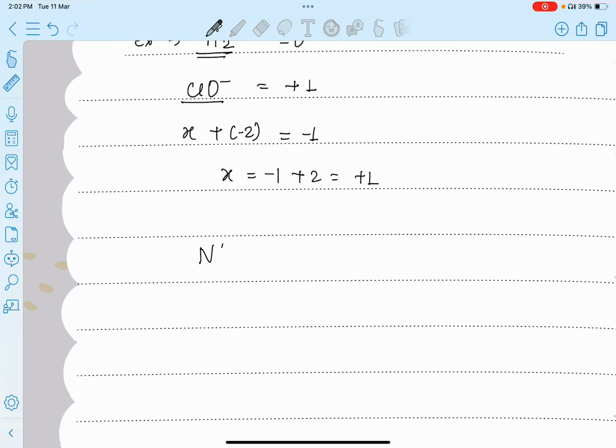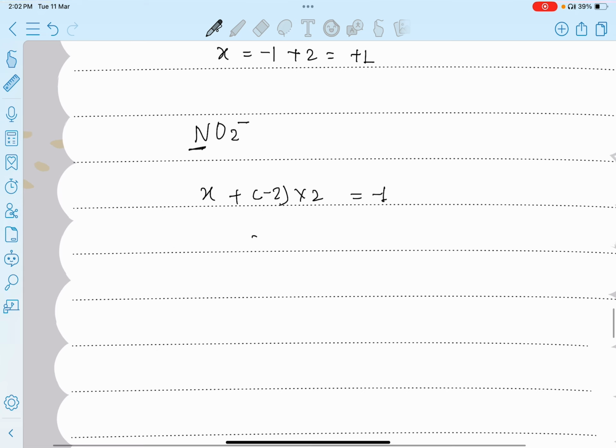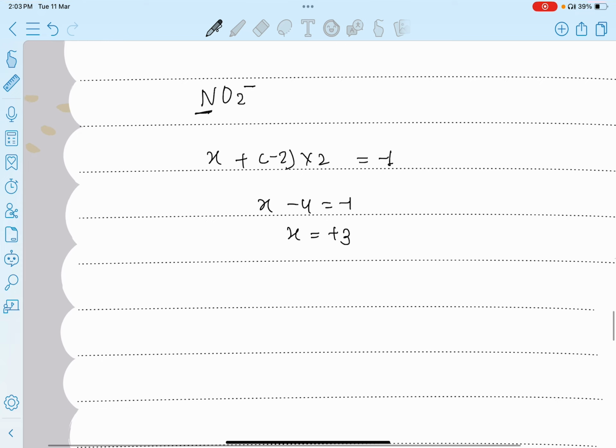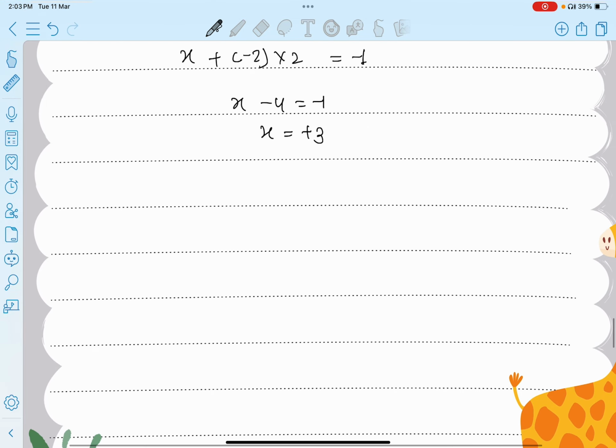Now the next polyatomic ion is NO2 minus. So the oxidation state of nitrogen is X, oxygen is -2 multiplied by 2, and the sum is equal to -1. So X minus 4 is equal to -1. So the oxidation number of nitrogen in NO2 minus is +3. Okay. Now K2CrO4. Okay.